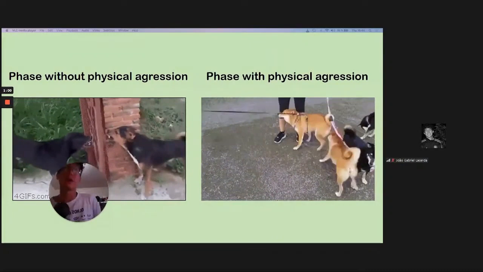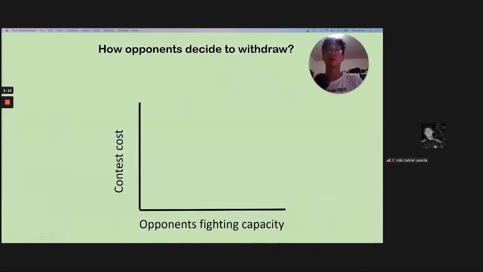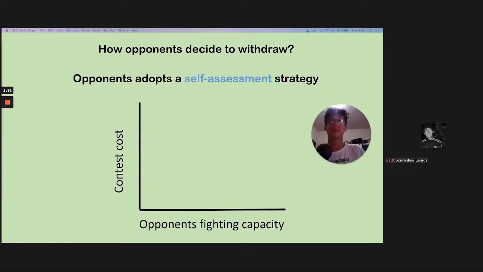Okay, so an important question to understand how this contest works is how individuals decide to withdraw. An approach frequently used to answer this question is the relationship between the contest cost and the opponent's fighting capacity. This opponent's fighting capacity is measured with some morphological trait that individuals use during the fight, and the contest cost is often measured as the contest duration. So if individuals perform a self-assessment strategy to decide to withdraw, we expect that individuals use their own threshold cost to give up the fight.